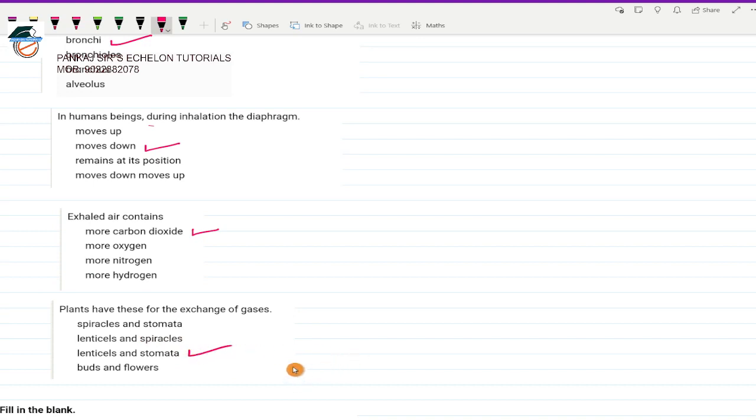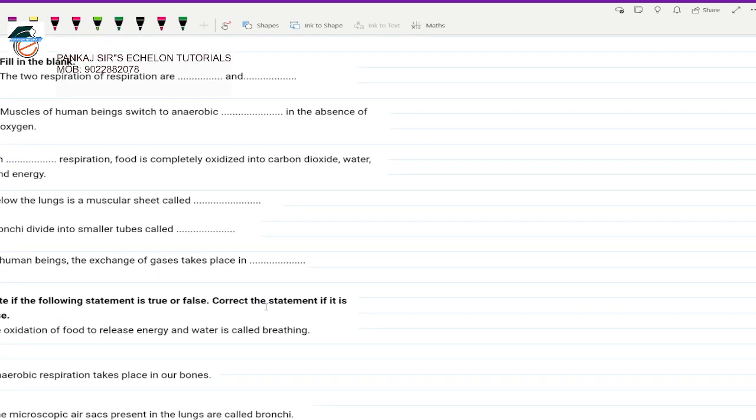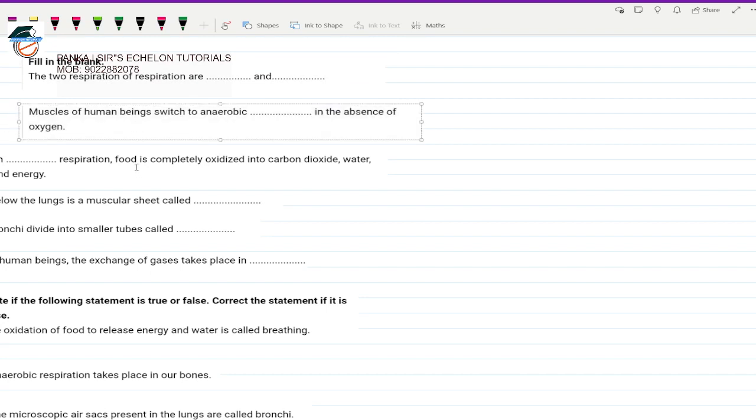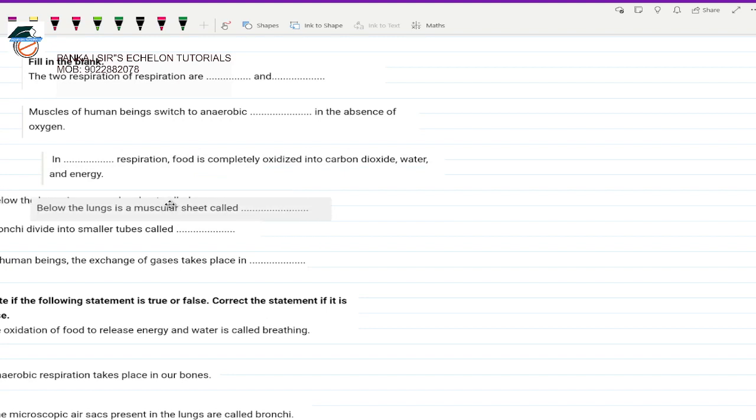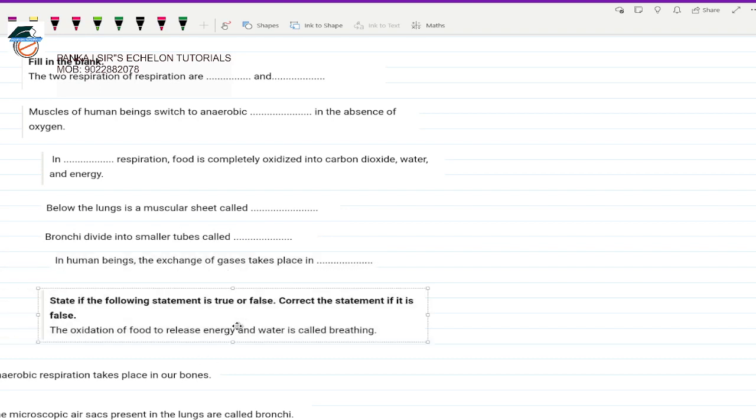Lenticels and stomata. Now coming to the next set of questions, that is fill in the blanks. For fill in the blanks, again I'm going to take these one by one. These are fill in the blanks questions, and I have to shift this to the right slightly, because after recording I've seen that this goes out of screen. From the left hand side margin it gets cut off, right?